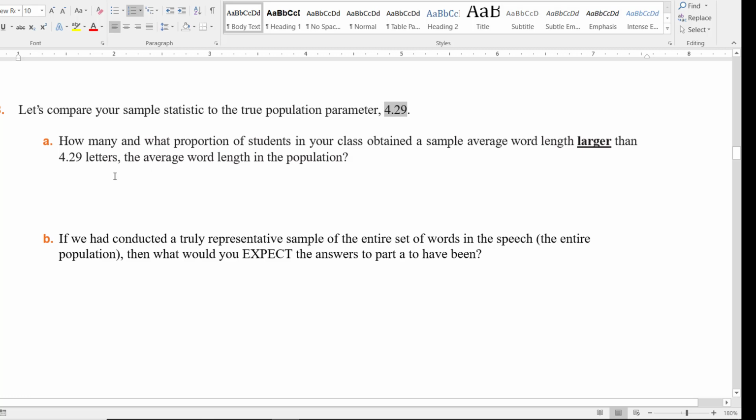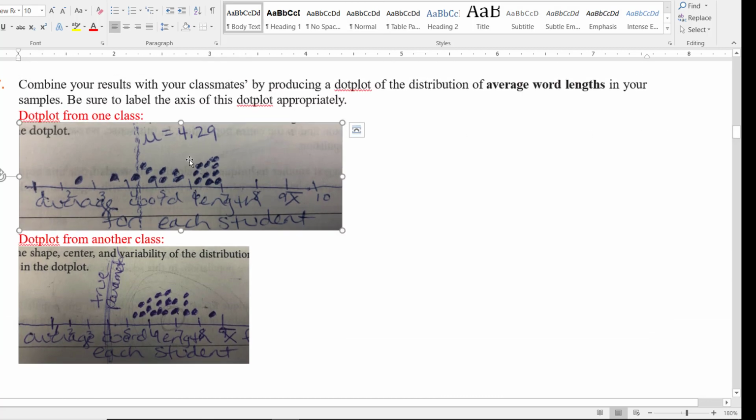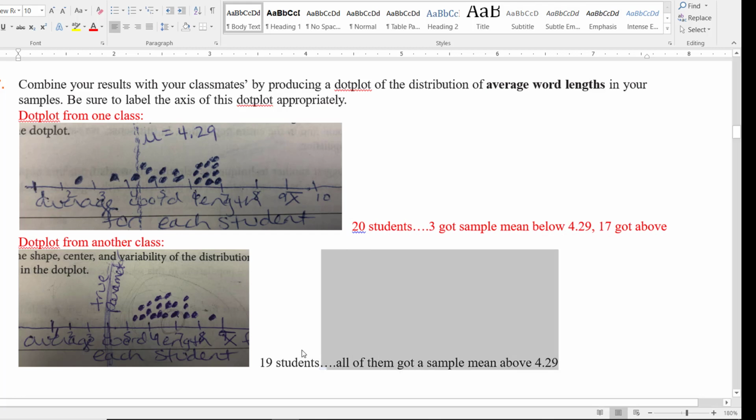It asks how many and what proportion of students in the class obtained a sample average word length larger than the true population mean. We have two classes' worth of data here. In the first class, the number of dots represents the number of students in attendance when we did this activity, and when you count them, there were 20 students. 3 of those students got a sample mean below 4.29. 17 of them got a sample mean above 4.29. In the second class, it looks like there were 19 students in attendance, and all of them got a sample mean word length higher than the population mean of 4.29.